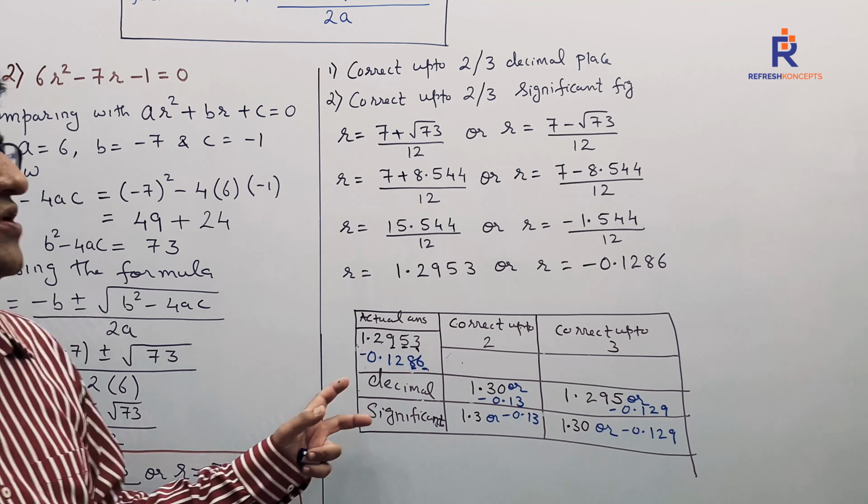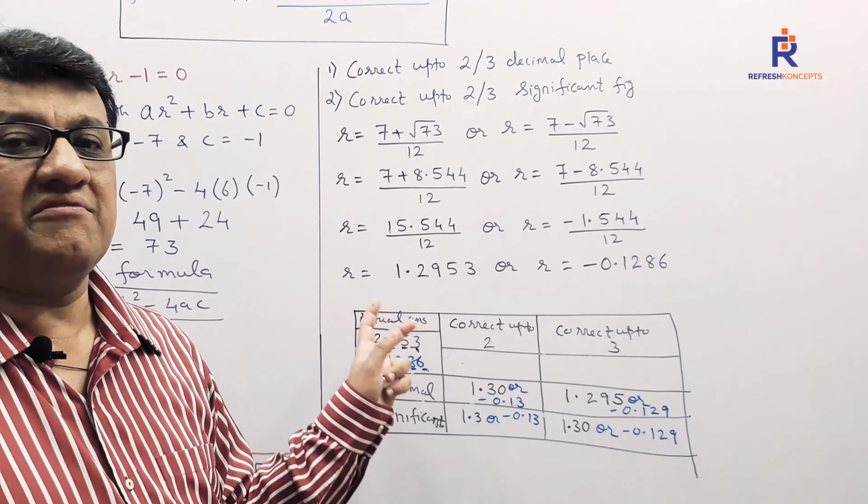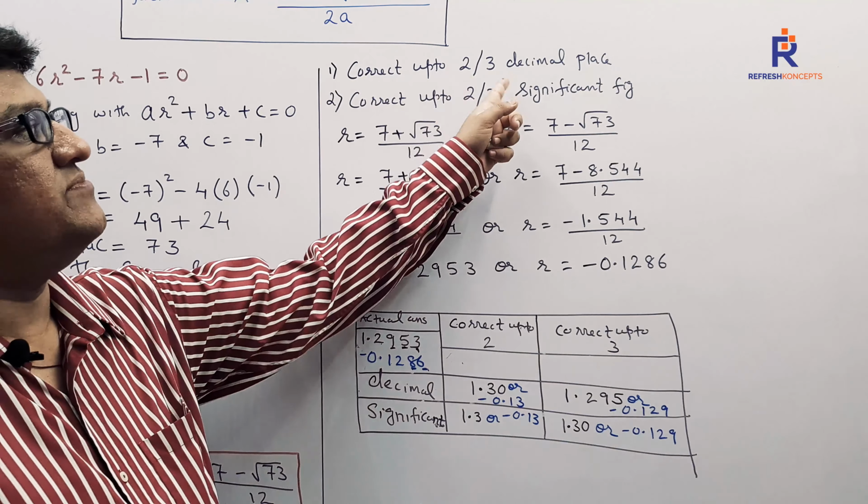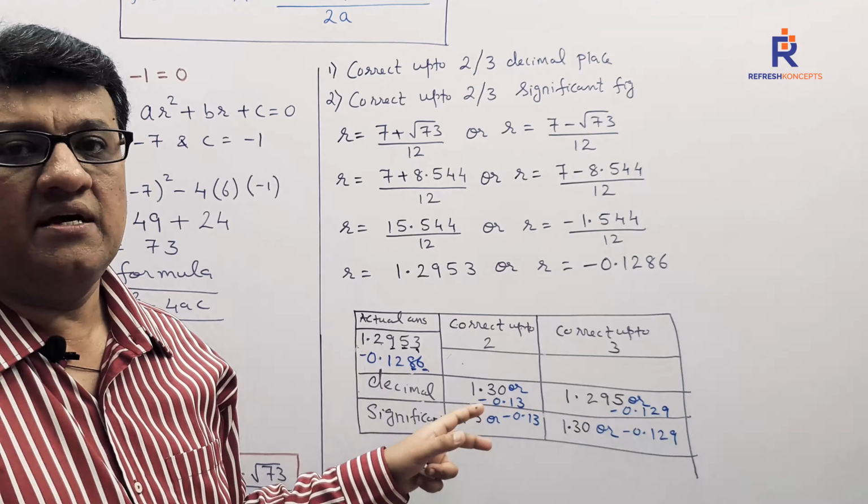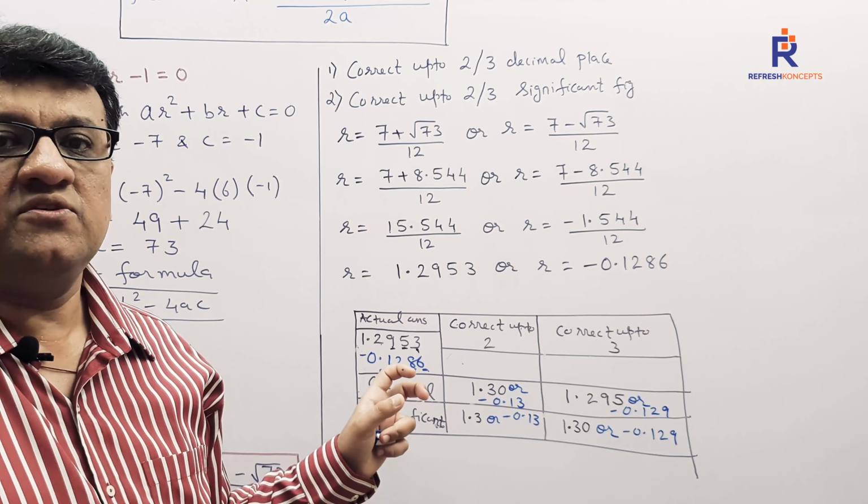So children, this is very, very important for some of the boards. Writing the answer correct up to 2 decimal, 3 decimal, correct up to 2 significant, 3 significant. This is what you have to be very precise about to fetch full marks.